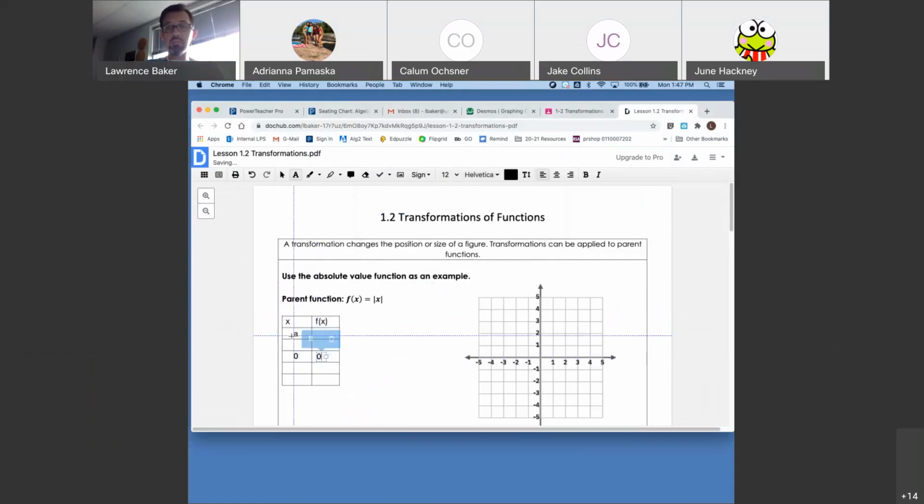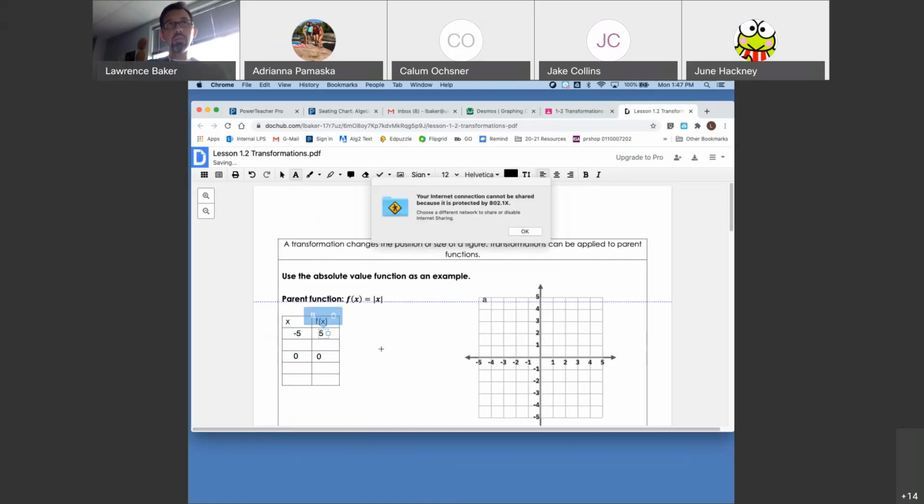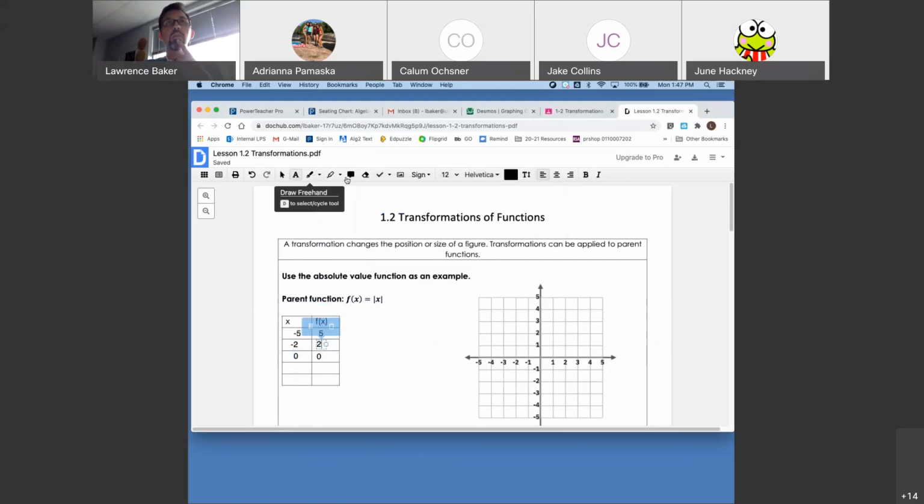And like -5. Nope, over here. 5. Just typing stuff in somewhat imperfectly. So -2, 2. And then on the graph, I would probably have a line tool up here. Where is it? No, there's a line tool. Here it is. So on the pen, you've got a tool.